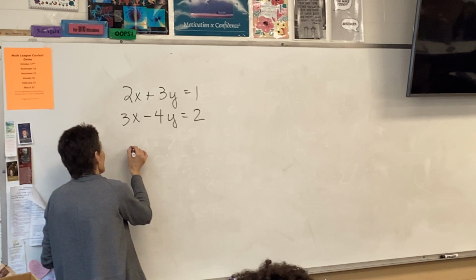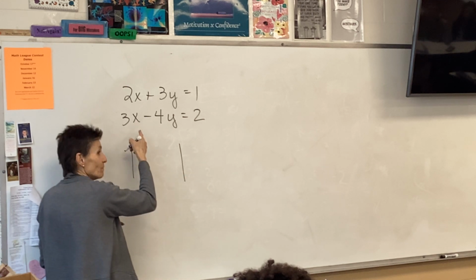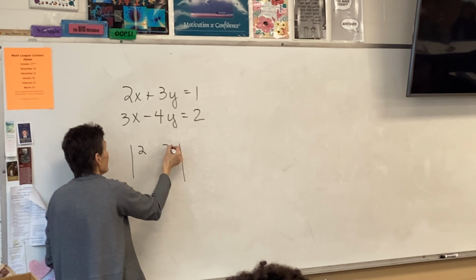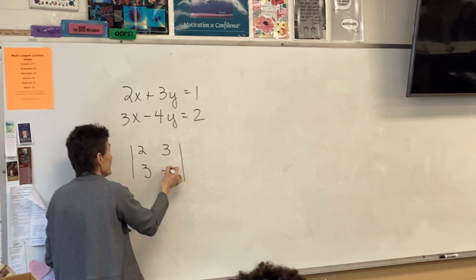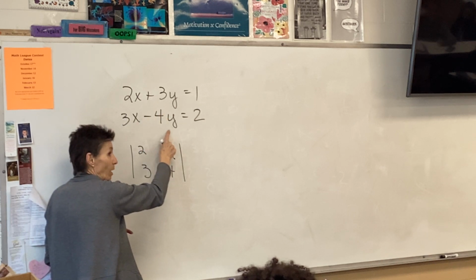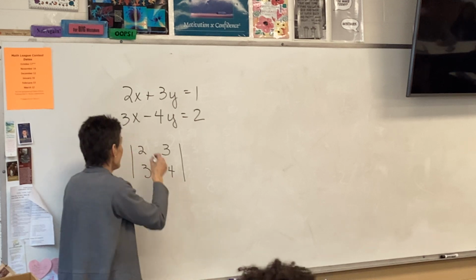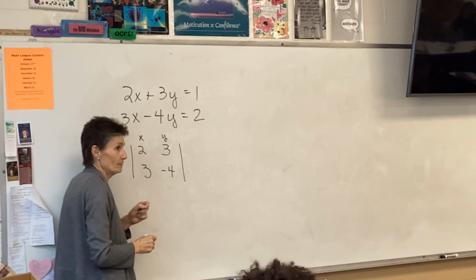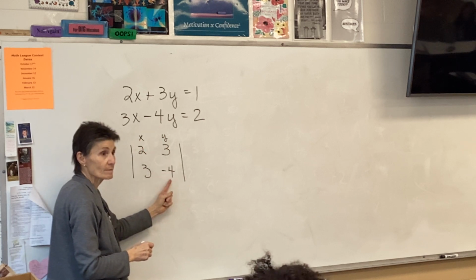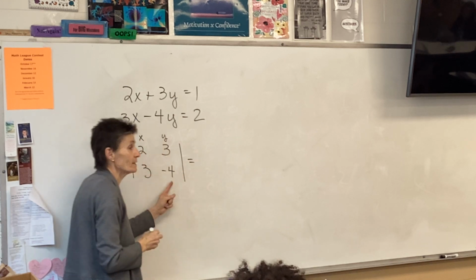Step one, find the determinant of the coefficients. So the coefficients are 2, 3, 3, -4. Coefficients of x and y. It is extremely necessary that they are lined up. So these are the x's, these are the y's. Find that determinant. You know how to do that. What is that determinant?